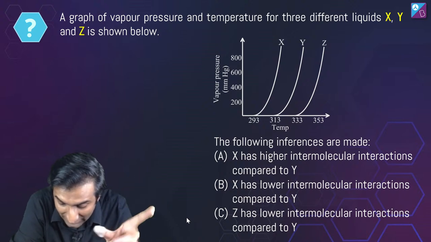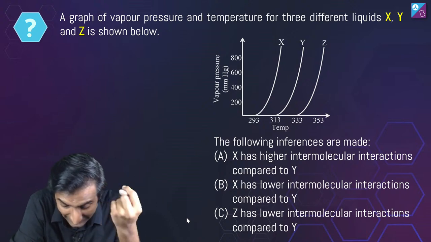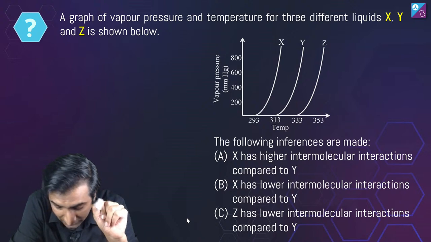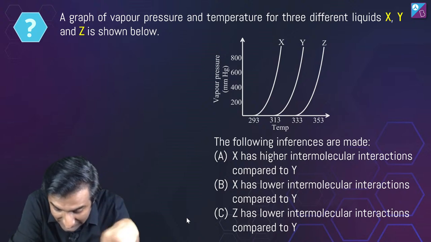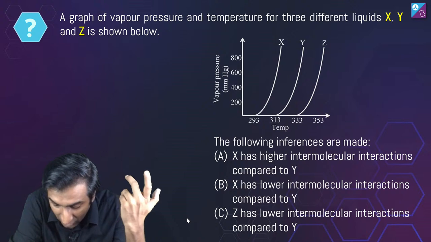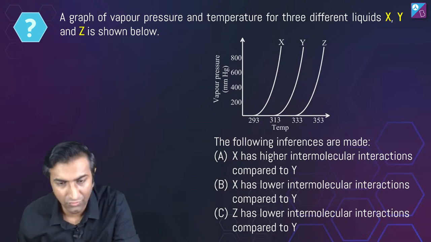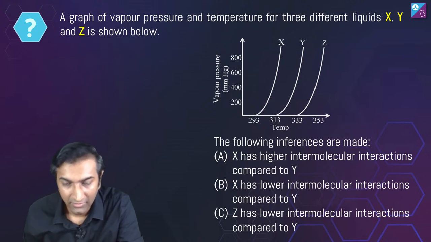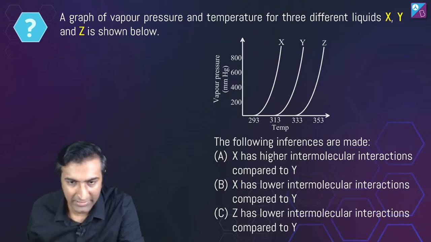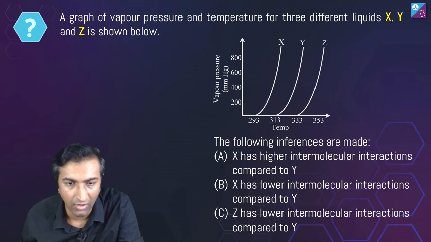The following inferences are made. A, X has higher intermolecular interactions compared to Y. B, X has lower intermolecular interactions compared to Y. C, Z has lower intermolecular interactions compared to Y. Achha, ye sab kaise figure out kare? Kaise kare isko figure out? Options wo dikhata hu ek minute. Is wale mein bhi kuch options dusre page pe chale gaye. Let me just fix that in a second. Hold on.